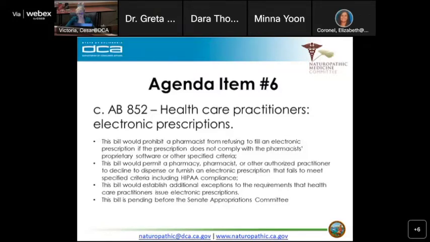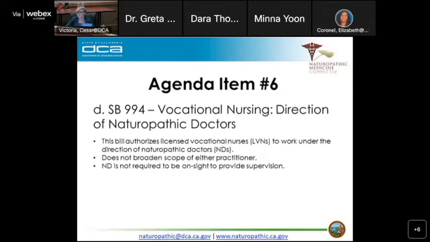Probably the most important sections for naturopathic doctors are those related to the pharmacy's prohibition on refusing to fill prescriptions from a prescriber that's using another specialized software, because software can be fairly proprietary, and exceptions to the general electronic prescribing requirements. Next slide, please. I had a quick question about the last item.